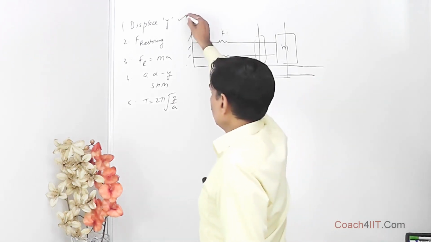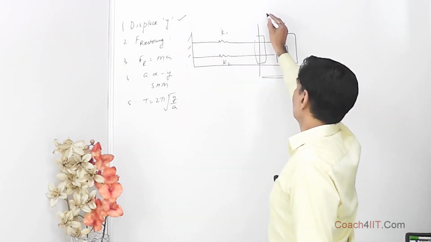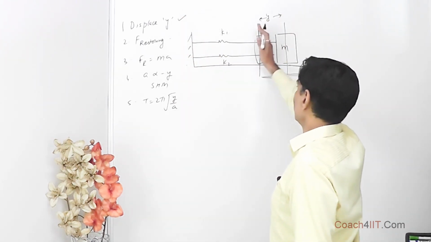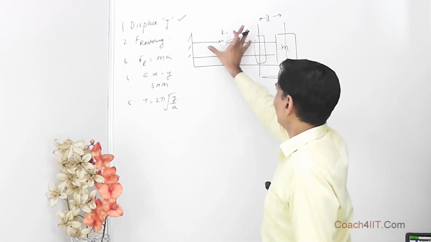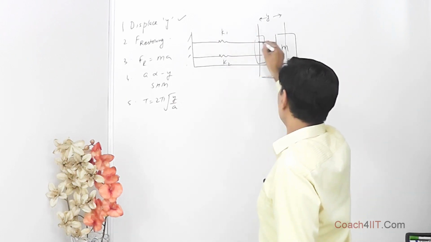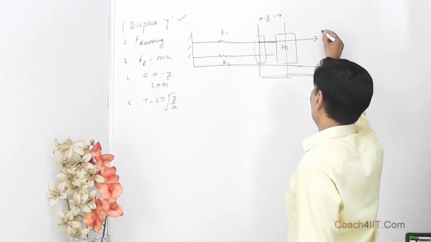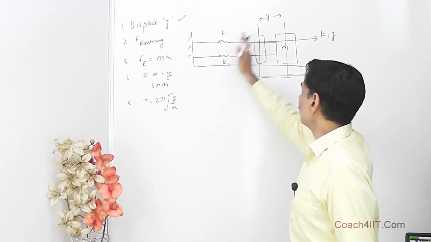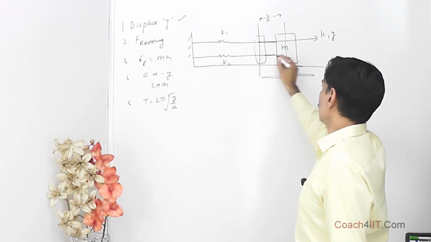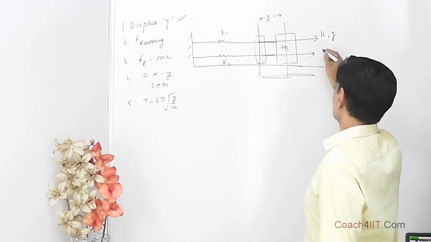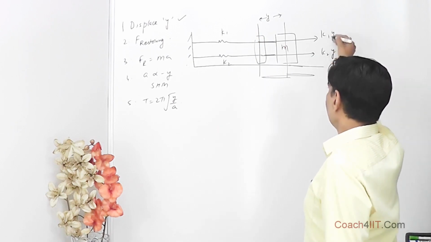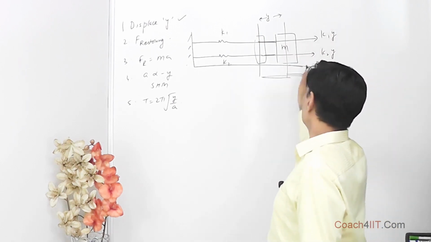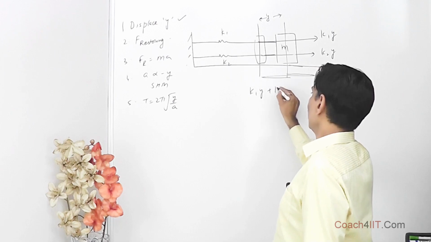So we have displaced the body. Now find the restoring force. We have compressed it by distance y, so this spring gets compressed. As a result, it applies a force onto this block in this direction, that is k1 into y. This also gets compressed by the same distance y, so it will also apply a force onto this block in this direction as k2y. So the net force on this block in this direction is k1y plus k2y.